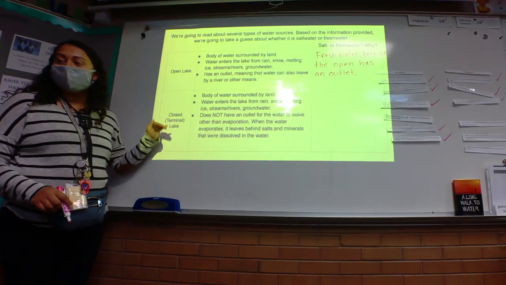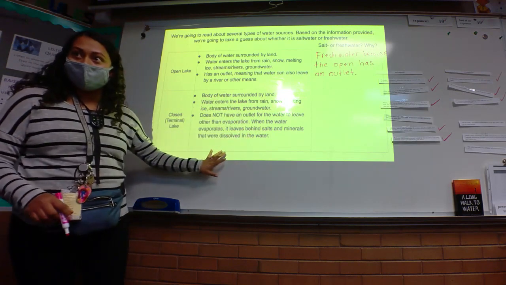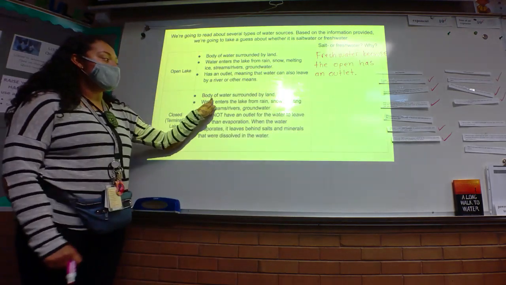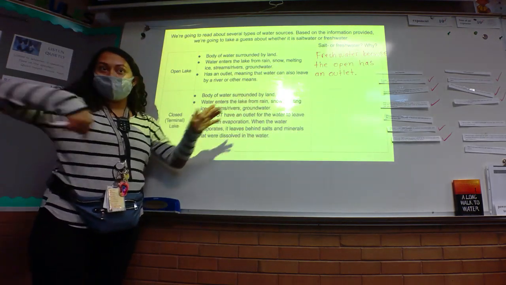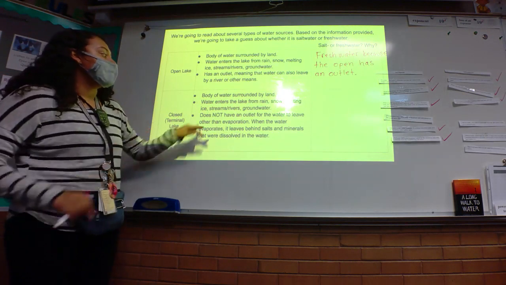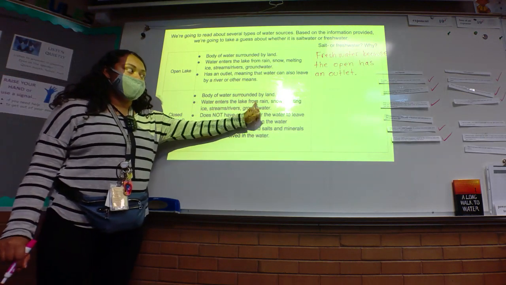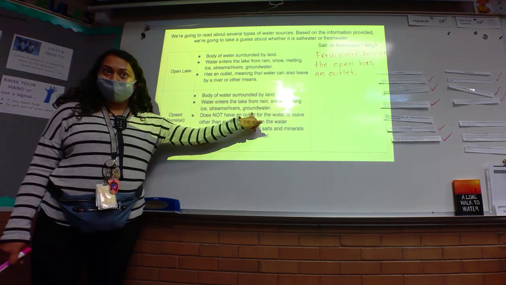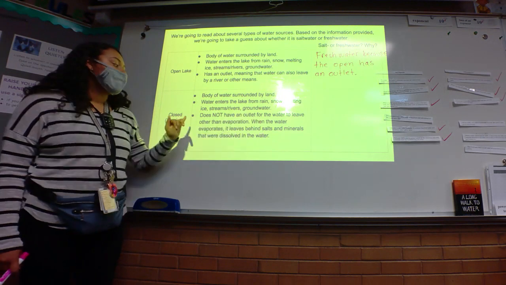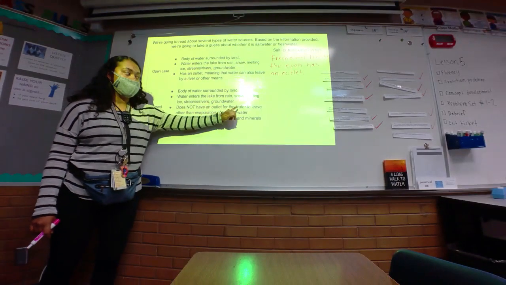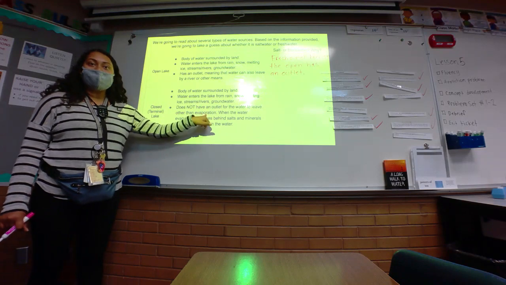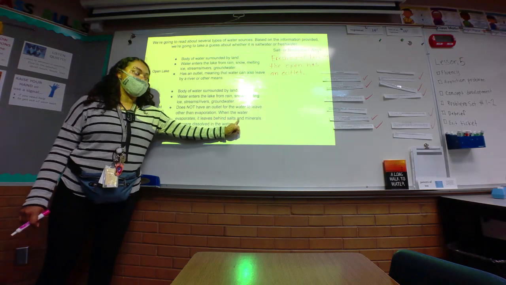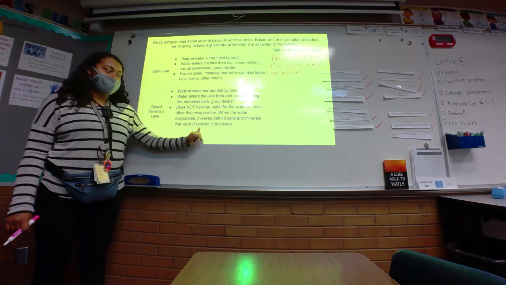a closed terminal lake. By reading the characteristics of it, we need to decide if it is a freshwater or a saltwater body. So a body of water that is surrounded by land, kind of like the Utah Lake. Water enters the lake from rain, snow, melting ice, streams, rivers, groundwater. It does not have an outlet for the water to leave other than evaporation. When the water evaporates, it leaves behind salts and minerals that were dissolved in the water.